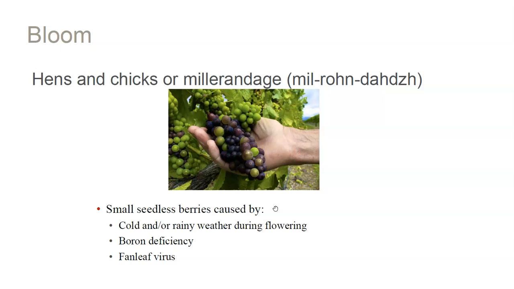Again, this can happen because of cold, rainy weather during flowering. Also, something like boron deficiency can do this. And fanleaf, like I talked about before, that's vectored by Xiphinema index, the nematode.